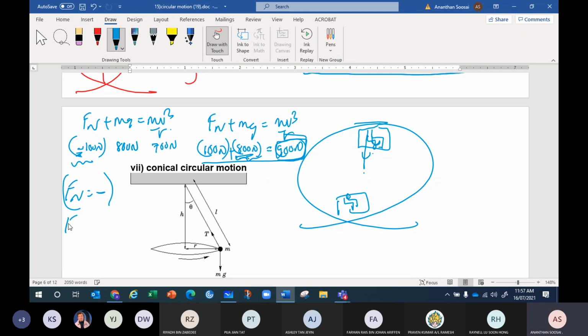The Fn has to be positive. But what is the lowest Fn you can attain so that you still sustain the circular path? It is 0 Newton. When Fn is 0 Newton, you are still in the circular path. Do you press the track? No, you never press the track because you need no normal force. That means the weight is 800 Newton and the centripetal force is also 800 Newton, so the normal force becomes 0.